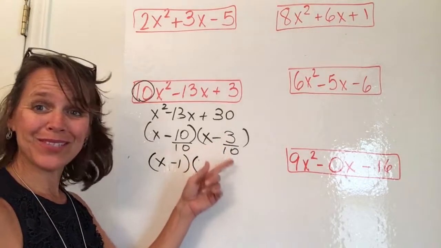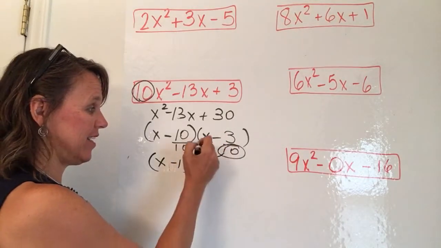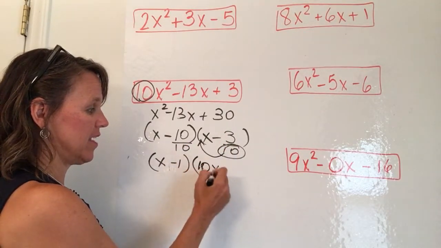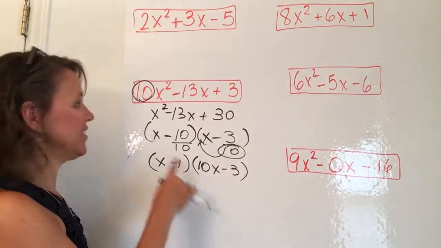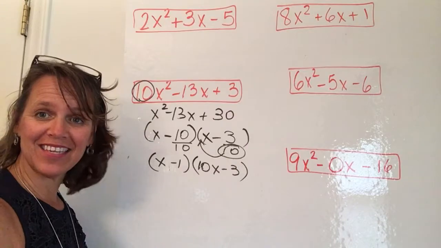If it doesn't reduce, okay, then you take that 10 and you slide it up. You get 10x minus 3. And if you FOILed this, you would come back to that.